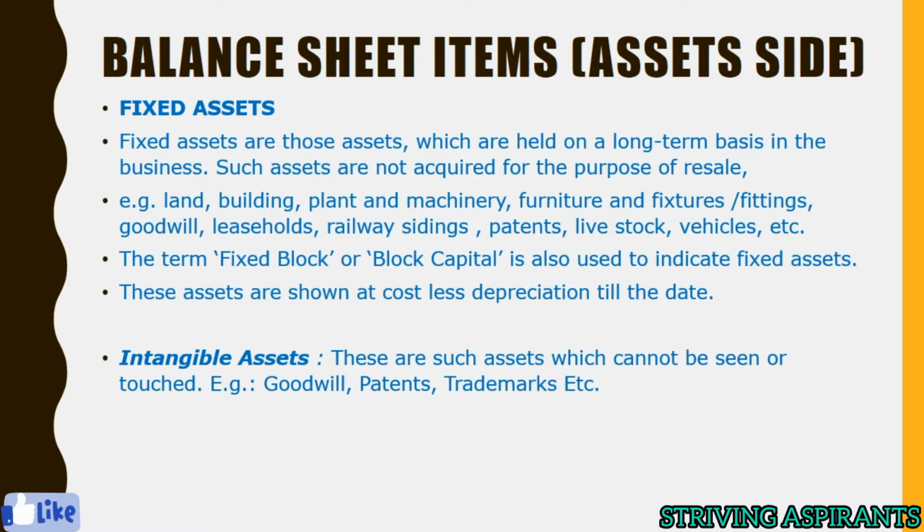Examples include land, building, plant and machinery, furniture and fixtures, goodwill, leaseholds, railway sidings, patents, livestock, and if we have vehicles, that is also a fixed asset. The term fixed block or block capital is also used to indicate fixed assets. These assets will be shown at cost less depreciation till the date. The assets which cannot be seen or touched are called intangible assets, which include goodwill, patents, trademarks, etc.